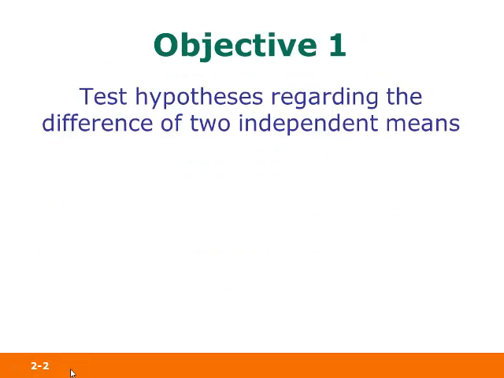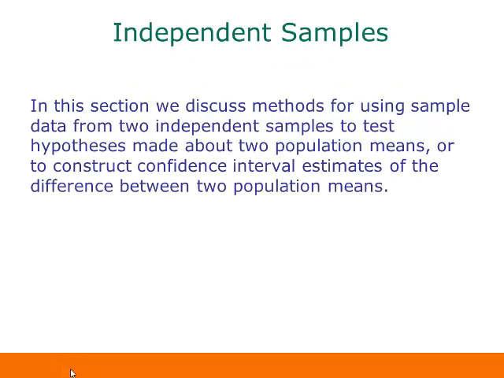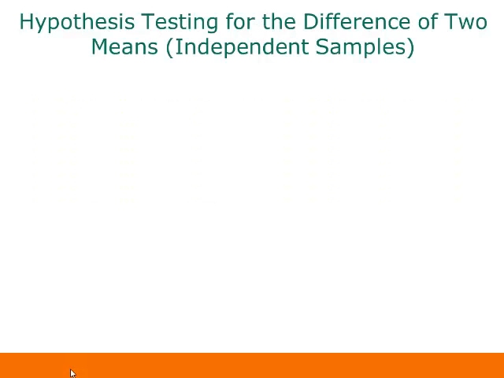So first we're going to look at how to test hypotheses. In this section we discuss methods for using sample data from two independent samples to test hypotheses made about two population means, or to construct confidence interval estimates of the difference between two population means. The difference in this section is that we're talking about independent samples, where in the last section we talked about dependent samples.